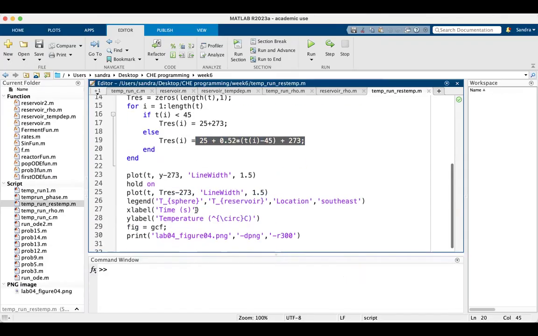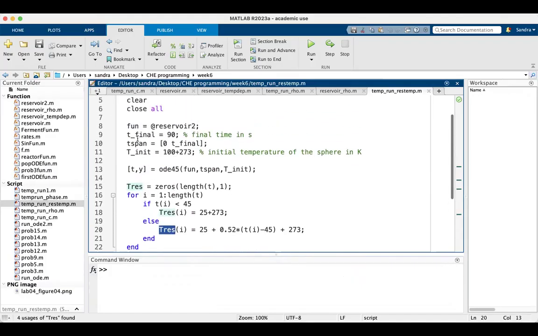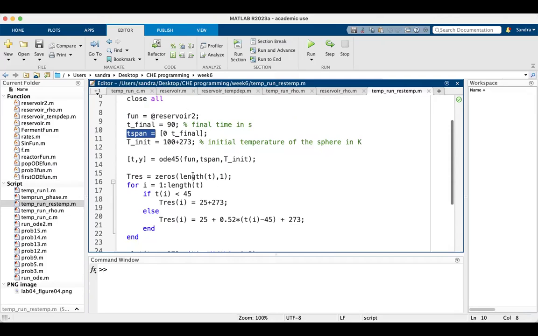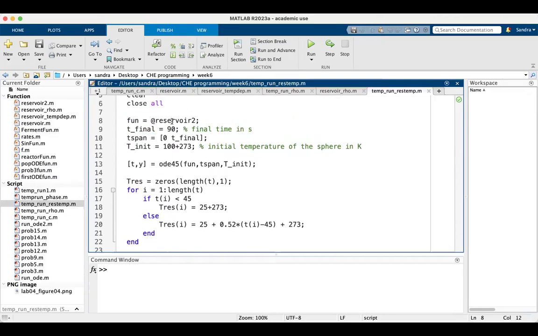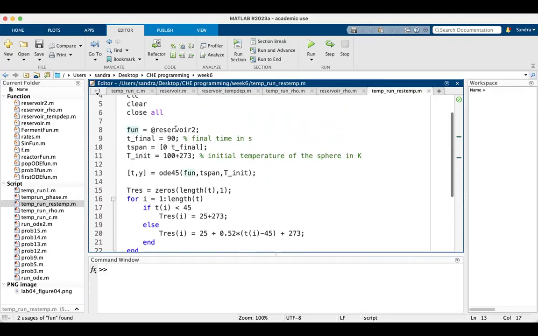And you can plot this. Basically, you can plot T reservoir on the y-axis and this T span on the x-axis. You will get how the T reservoir temperature varies. Now the tricky part is you need to know how the reservoir 2, how does the ODE solver solve this? So in the ODE solver, let us go to this function, reservoir 2 function.